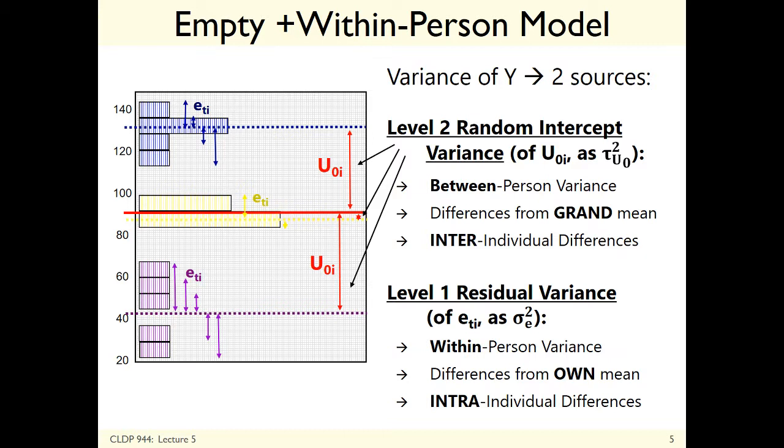So level 2, random intercept variance, individual mean differences. Why do some people have higher means than others in their outcome? I don't know. It's an error term. We're going to try and figure out why. Level 1, within persons over time, residual variance, individual fluctuation within a person around their own mean. Why are you off your line today? That kind of idea.